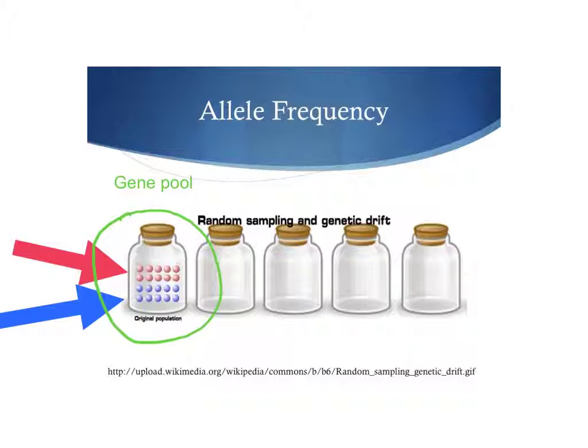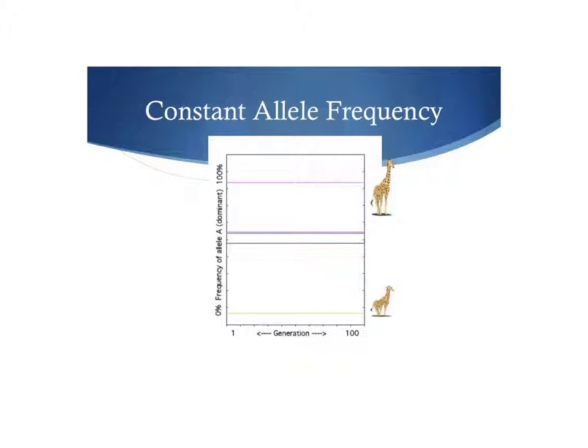And a collection of all the alleles in a population is considered its gene pool, as the original population is allowed to reproduce from one generation to the next. How often you can find the alleles present in the population is considered the allele frequency, or in other words, its gene frequency.